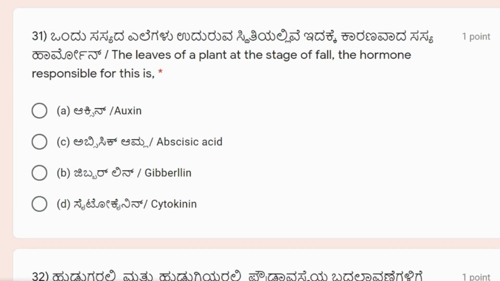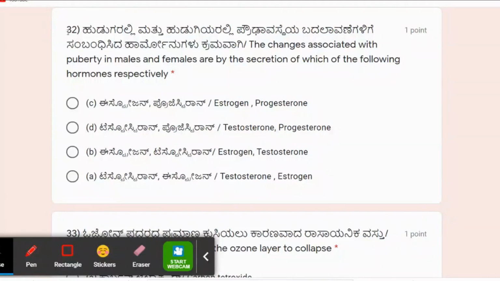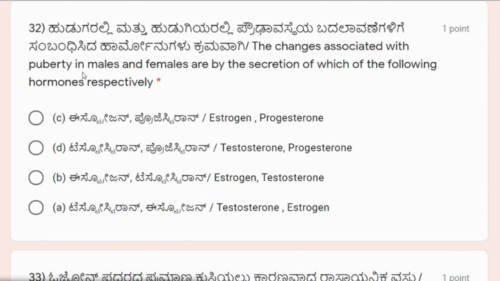Moving on to 31st question. The hormone responsible for the fall of leaves of a plant: option A auxin, option B abscisic acid, option C gibberellin, option D cytokinin. The correct option for this question is abscisic acid. 32nd question. The changes associated with puberty in males and females are by the secretion of which of the following hormones respectively? Correct option here is for males testosterone and for females estrogen.